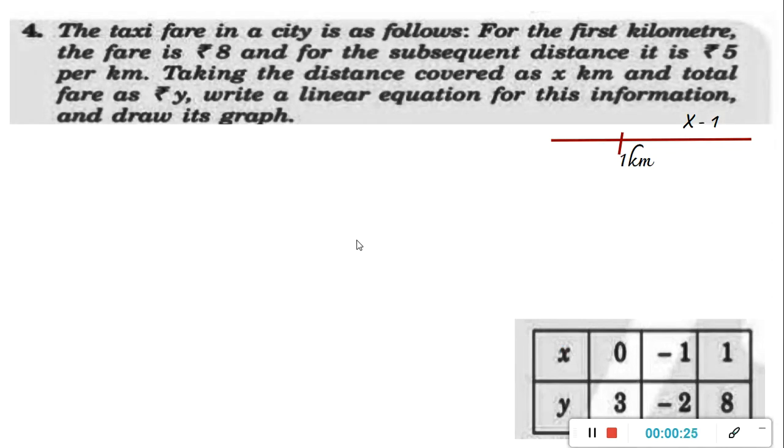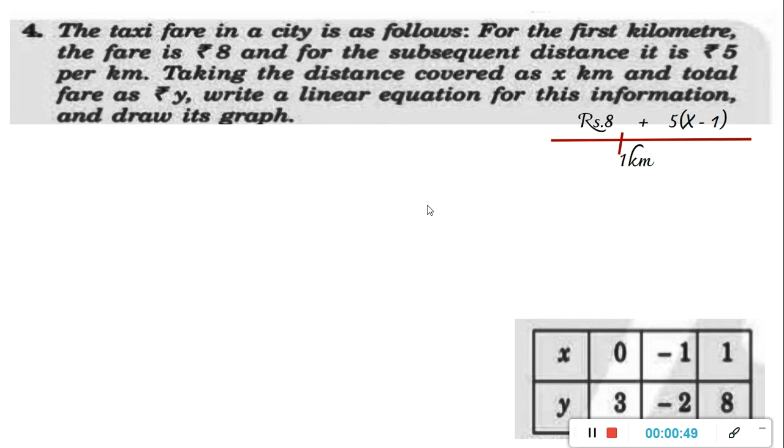The taxi fare in a city is as follows. For the first kilometer, the fare is rupees 8, and for the subsequent distance, it is rupees 5 per kilometer. Taking the distance covered as x kilometers and the total fare as rupees y, write a linear equation for this information and draw its graph.